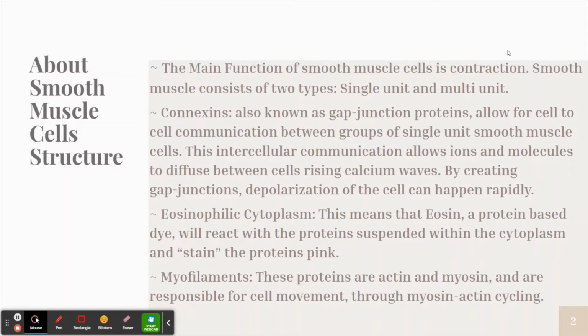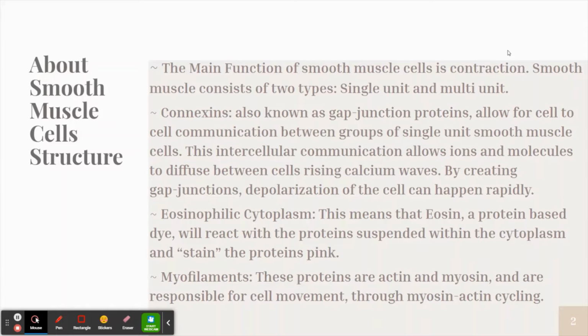This intercellular communication allows ions and molecules to diffuse between cells, raising calcium waves. By creating gap junctions, depolarization of the cell can happen rapidly. Depolarization is when the cell undergoes a shift in charge distribution.